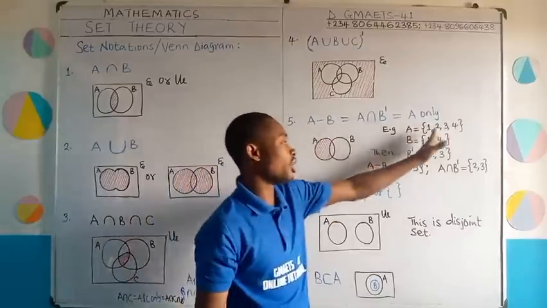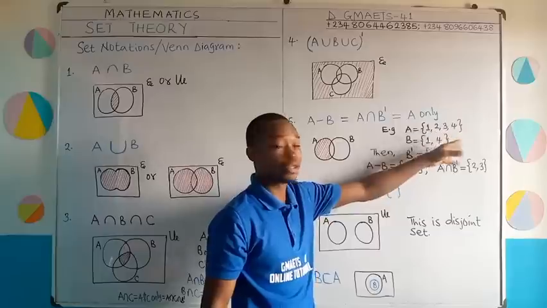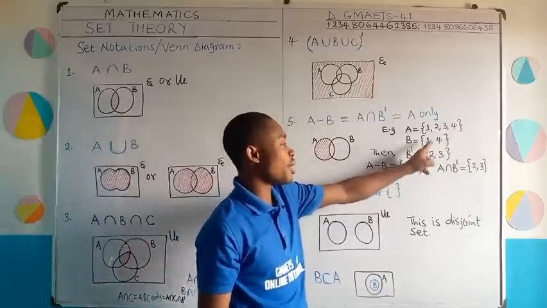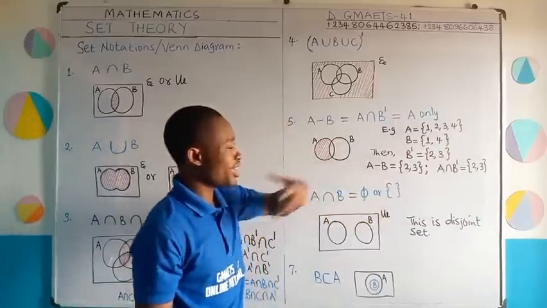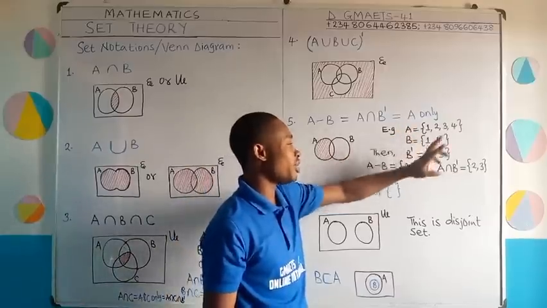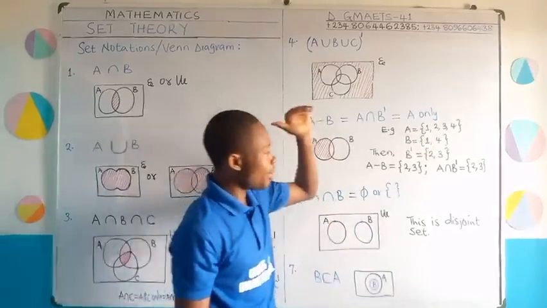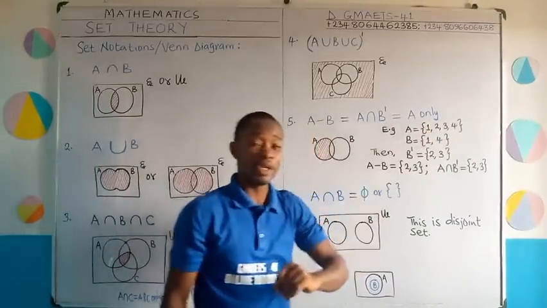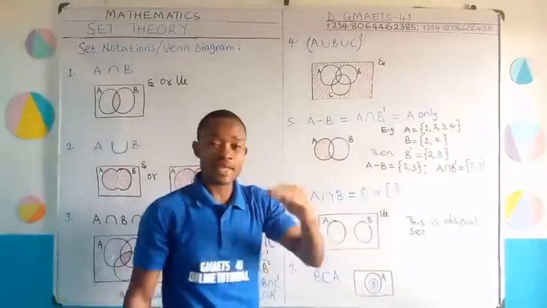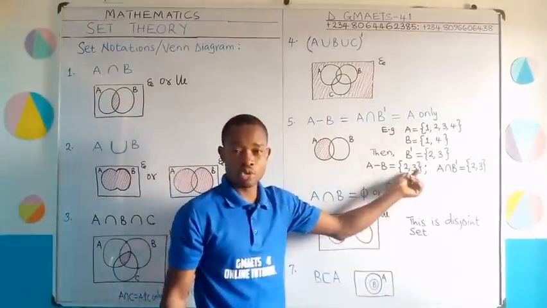As a quick example here, you have A to be the elements 1, 2, 3, 4, and B to be the elements 1, 4. You see clearly that the elements of B are in A, but not all elements in A are in B. So those elements that are in A, but not in B, are the elements in the set A minus B, and that is simply 2 and what?